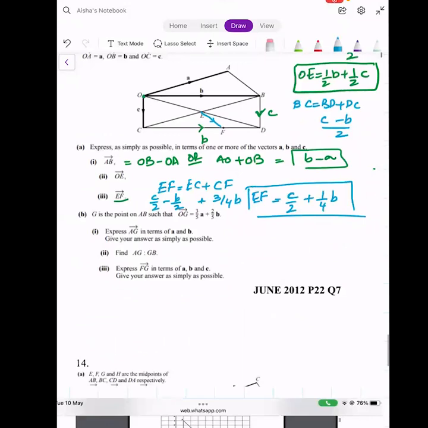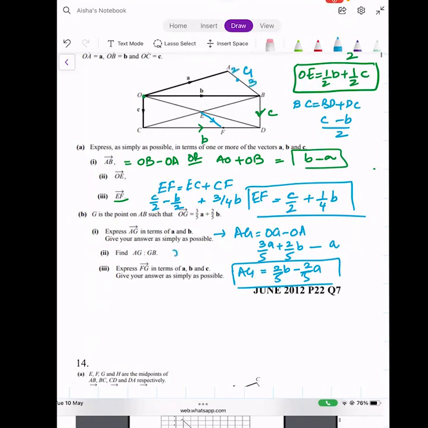Now let's come to the concept of AG. AG is going to be OG minus OA, minus OA is going to be minus A. So 2 upon 5B minus 2 upon 5A will become AG. This is a point over here. AG is to GB. AG is 2 portions, GB is 3 portions. So 2 is to 3 because total is 5.